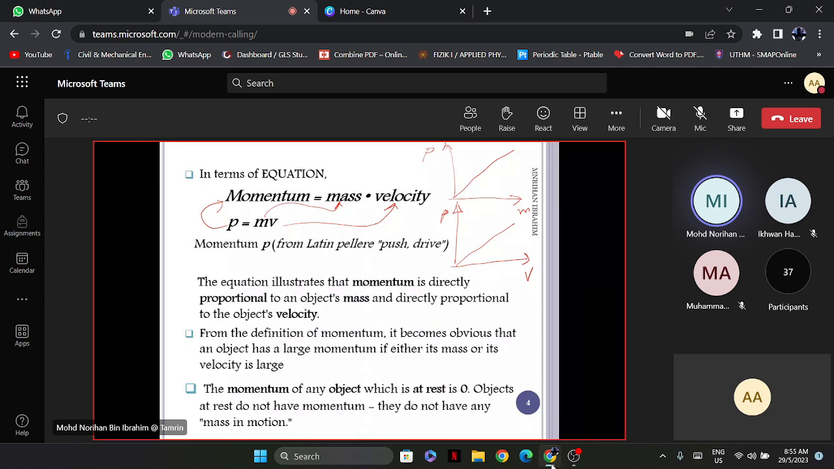The momentum of any object which is at rest is 0. It means that an object at rest does not have momentum. It does not have any mass in motion. Any object which is at rest doesn't have any momentum.